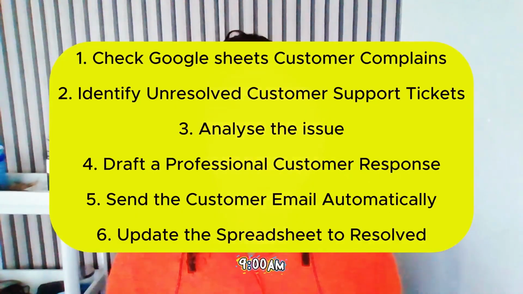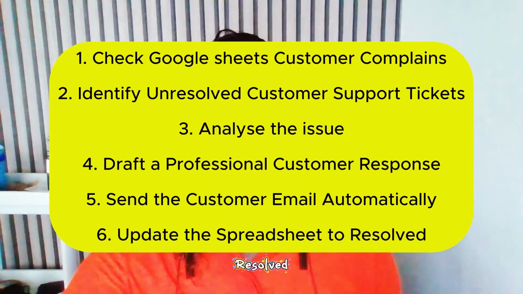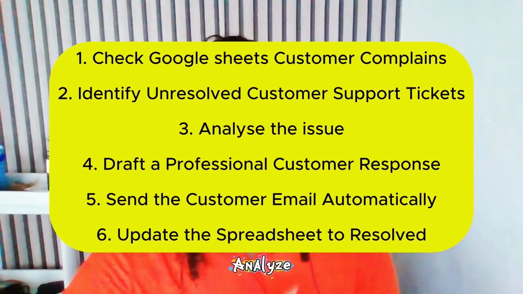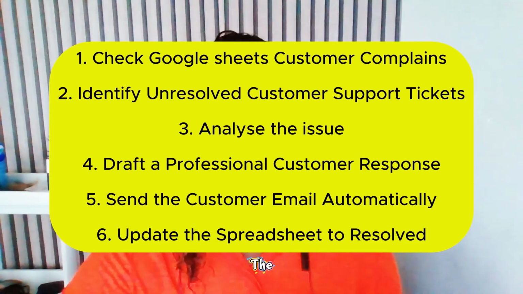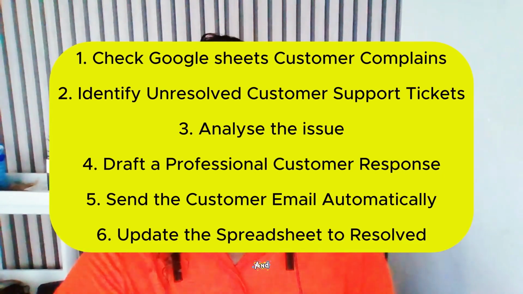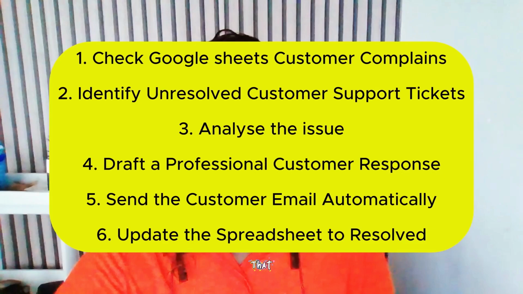Every morning at 9 a.m., we want our agent to check a Google Sheet containing customer complaints, identify unresolved customer support tickets, analyze the issue, draft a professional customer response, send the email automatically through Gmail, and then update the spreadsheet to show that the ticket has been handled. Powerful, right? And all of this is going to happen without your efforts. We are not going to do any manual work.